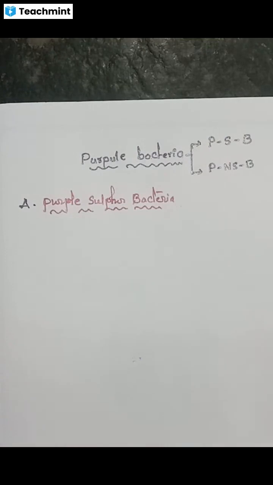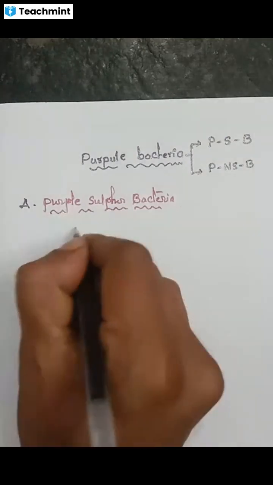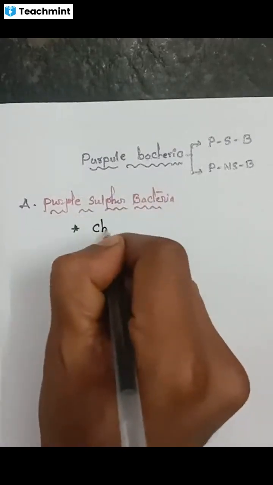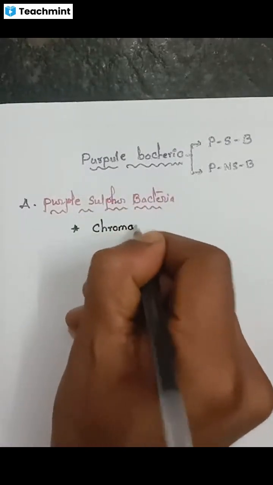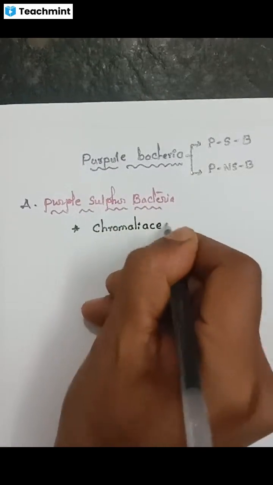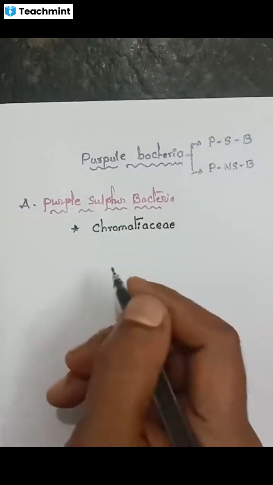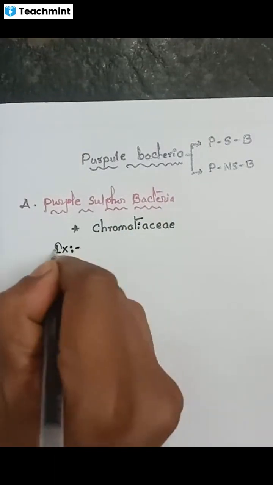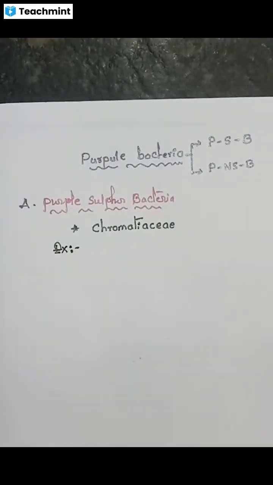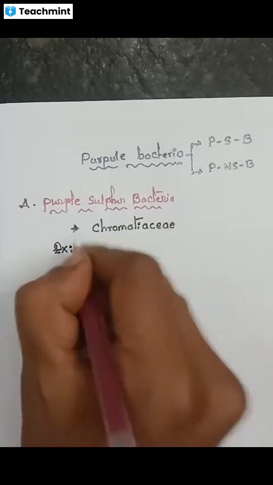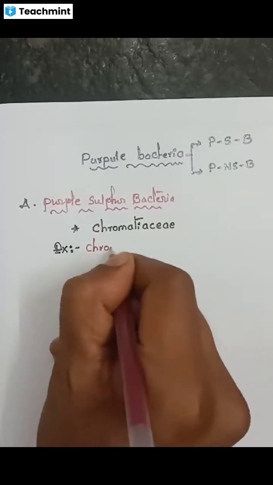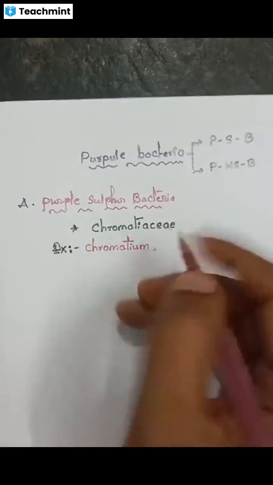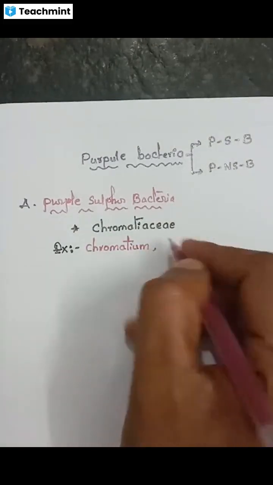The purple sulfur bacteria belong to Chromatiaceae. The common purple sulfur bacteria are Chromatium and Thiospirillum.